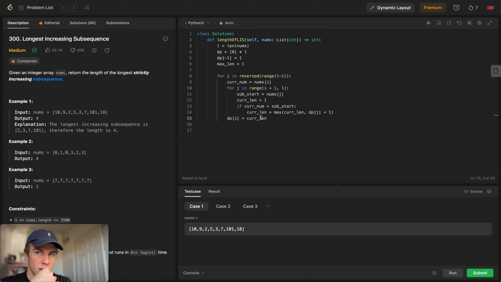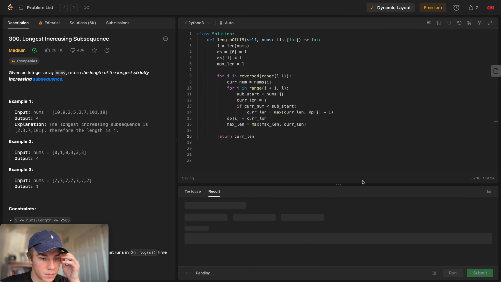Is that correct? So we found the largest here. Oh, and obviously once we found the largest, we also should consider if the current length is actually the length that we want to return. Because what if, yeah, there we go. Let's return max length. See if this works.